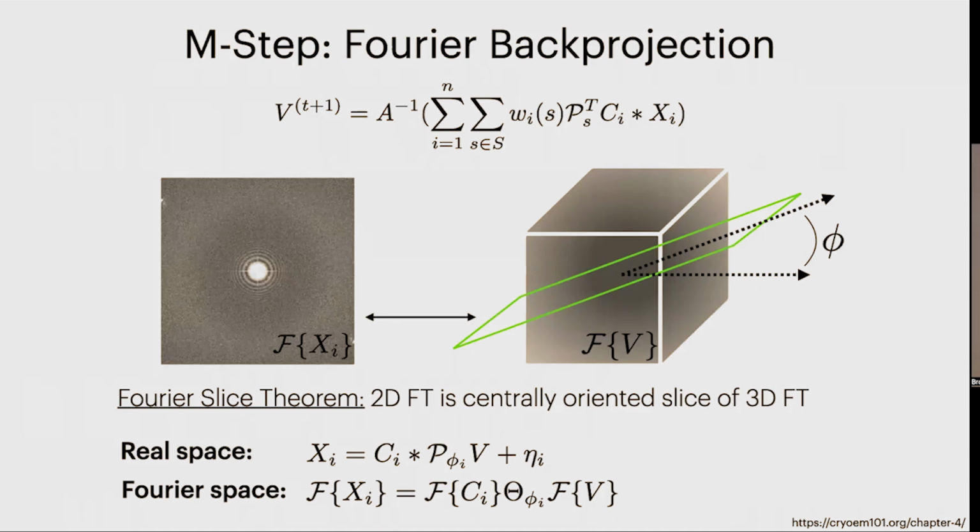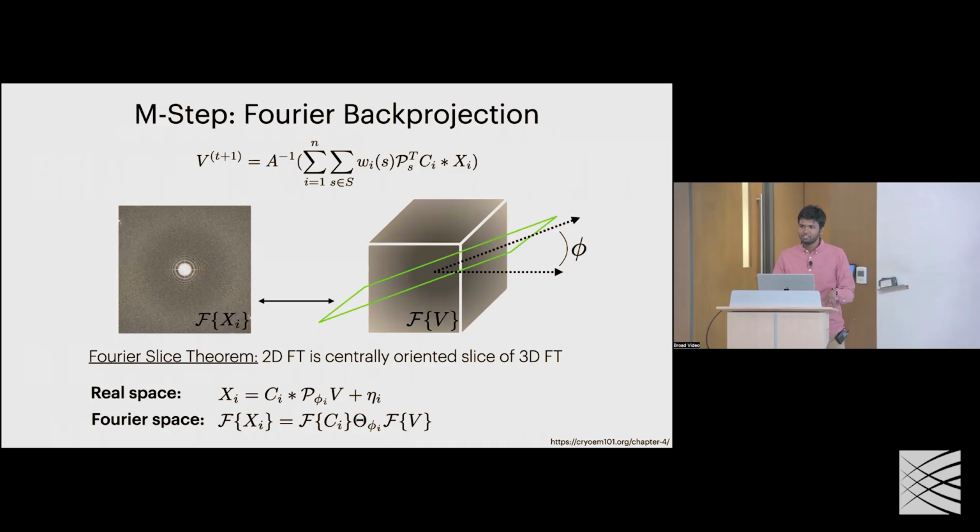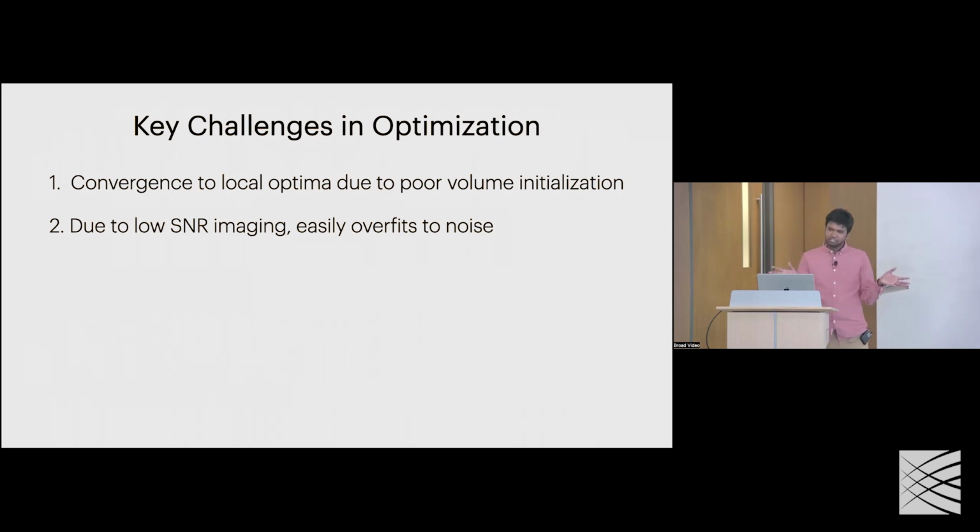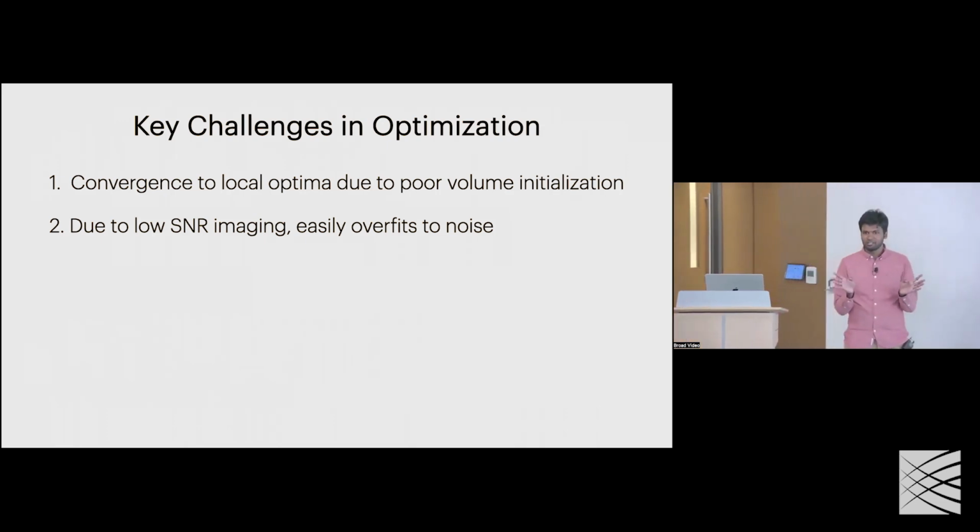So again, just to recap: E step, estimate the best poses. M step, according to those best poses, place all these images back and do a back projection in order to recover the underlying volume, and keep iterating, going back and forth between these two steps. So this is a very general framework for how to do reconstruction.